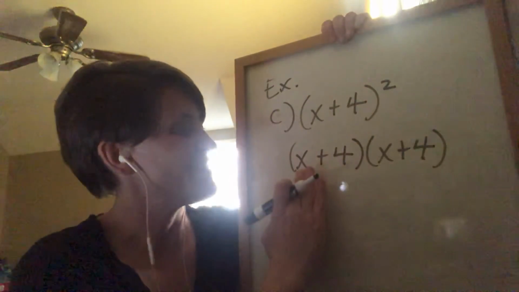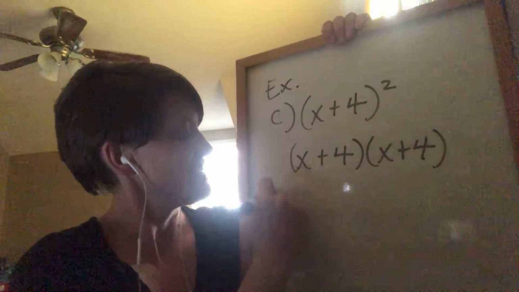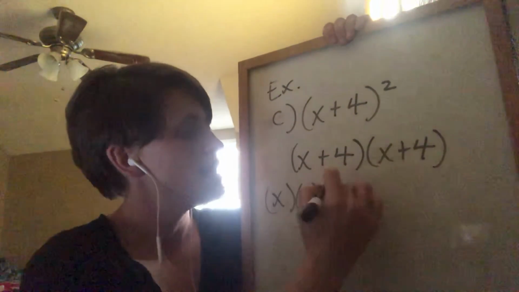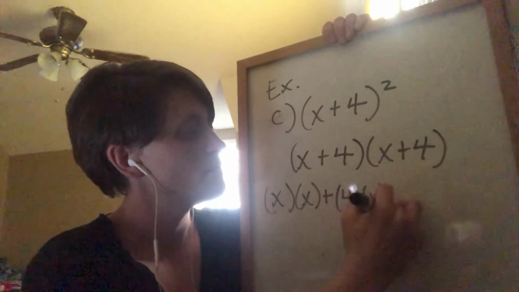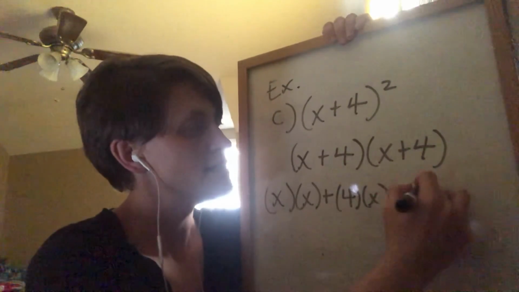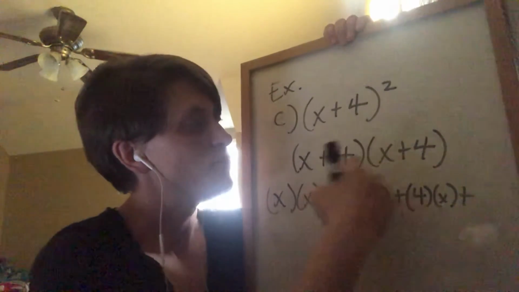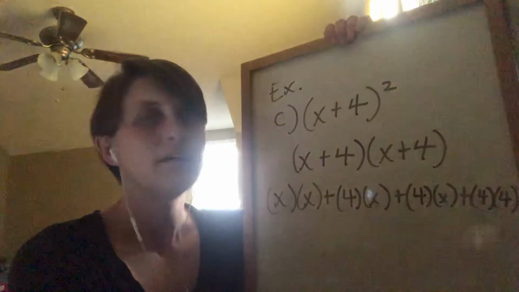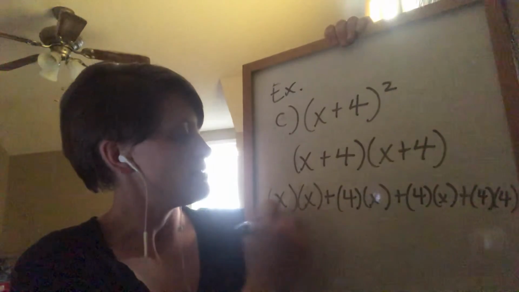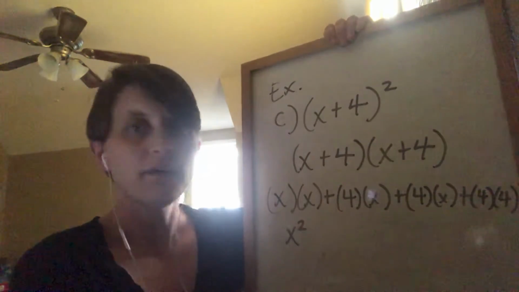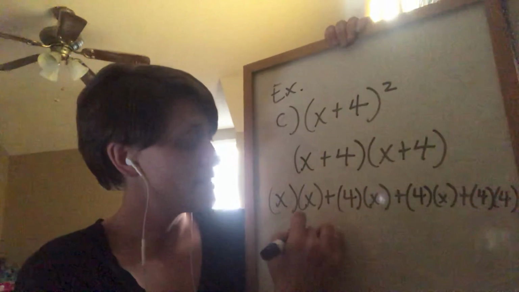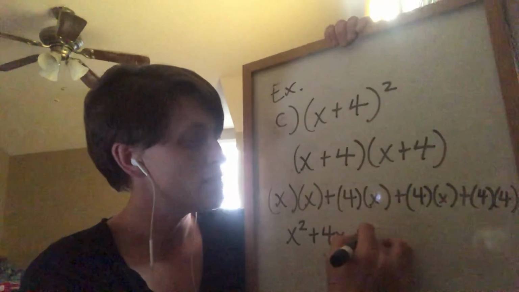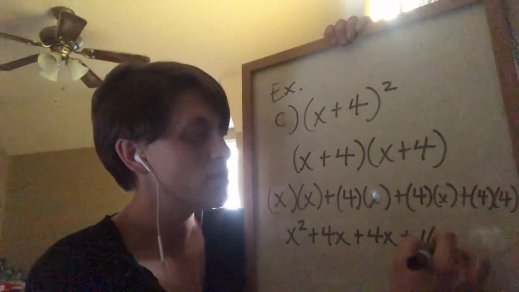Okay, so now let's use the FOIL method. So we have x times x, and I'll just keep taking this slow. If you can skip this step, please do. X times 4. 4 times x, and 4 times 4. And now let's clean that up and see what it actually is. So x times x is x squared. 4 times x, there's nothing much we can do with that except just write them together. Another 4 times x. And then 4 times 4 is 16.